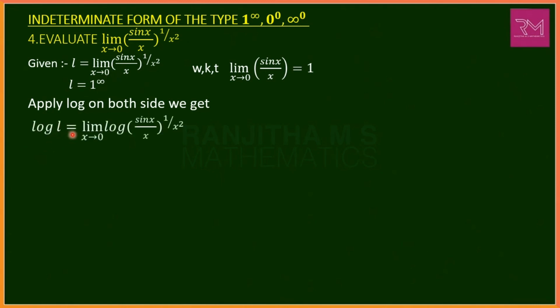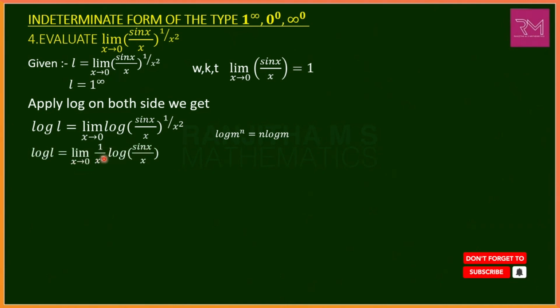That is log L, which is equal to limit as x tends to 0 log of (sin x by x) whole power 1 by x square. We know that log of m power n can be written as n into log m. Same as this, here log of (sin x by x) whole power 1 by x square can be written as limit as x tends to 0 1 by x square into log of sin x by x.